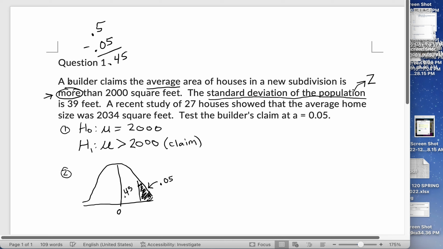And I'm going to tack on a couple of extra zeros just to remind myself that it's an area that we're talking about there. Okay, so now I'm going to go to my table.